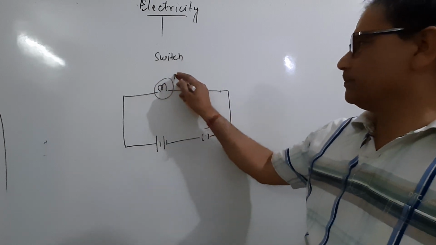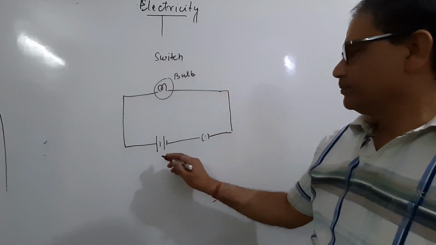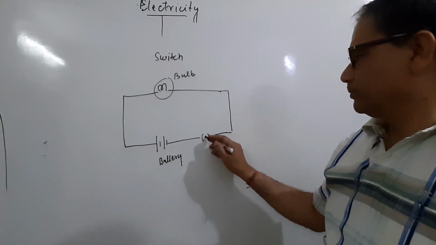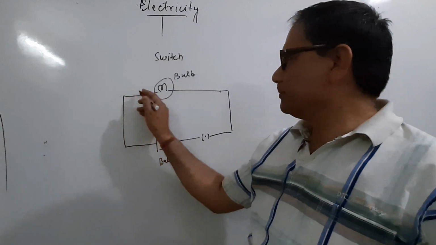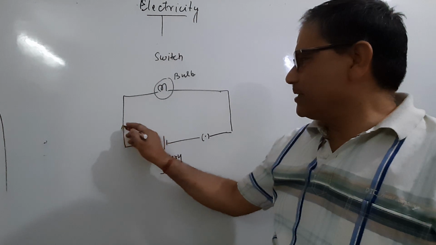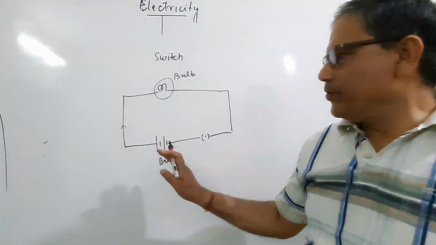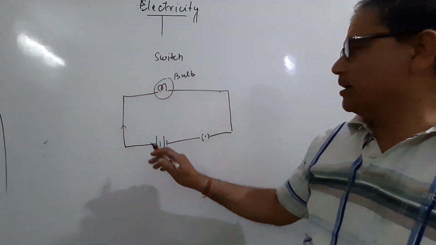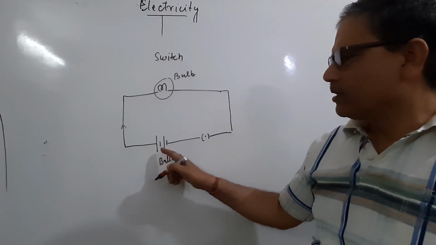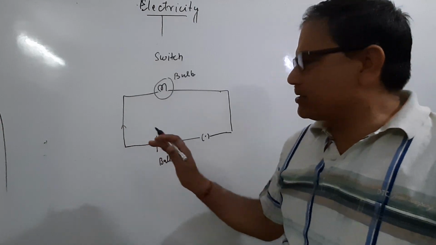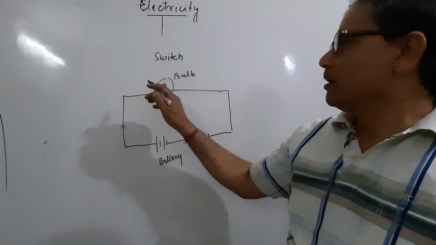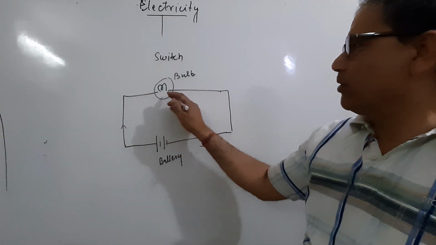This is the bulb. This is the battery, or you can say two cells. Now I will explain. This is the wire. This wire behaves as a conductor which allows the electric current to pass from the source. From this source, the battery, which exerts some pressure on the charge, the charge will be in motion and produce current, and the bulb will glow.